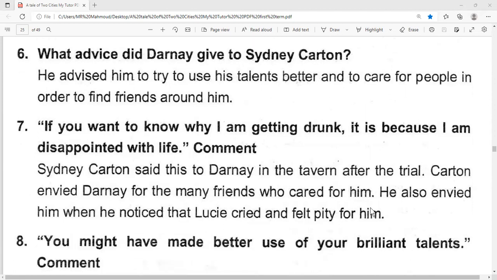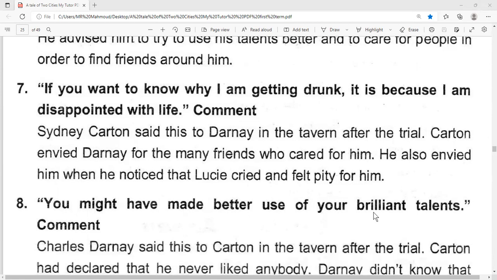If you want to know why I am getting drunk, it is because I am disappointed with life. Comment. This is one of the most important quotations, and I want you to take care of these kinds of quotations. Sydney Carton said this to Darnley in the tavern after the trial. Carton envied Darnley for the many friends who cared for him. He also envied him when he noticed that Lucy cried and felt pity for him.